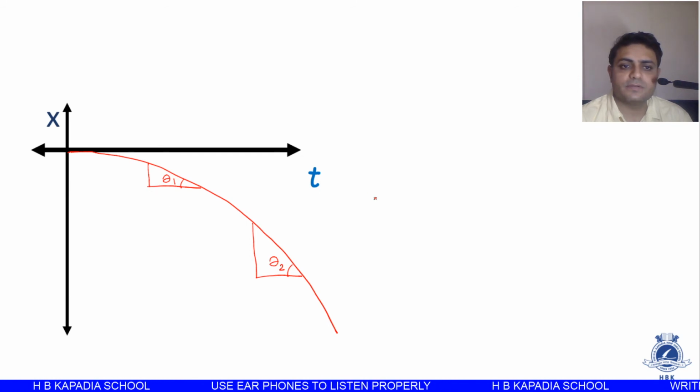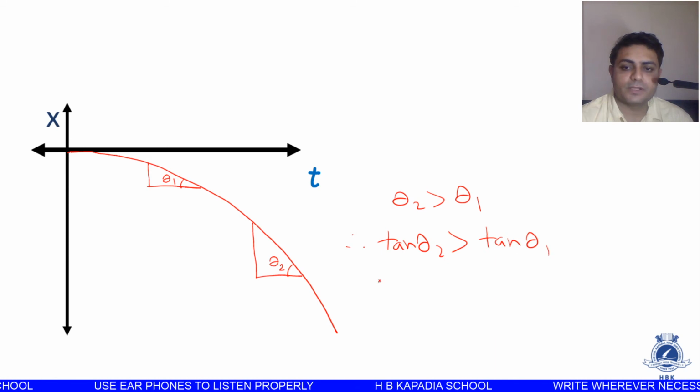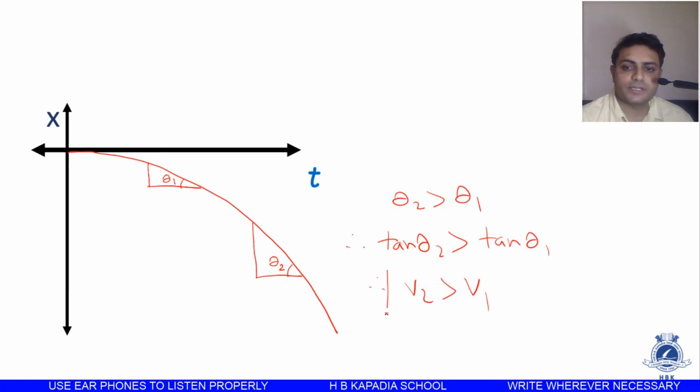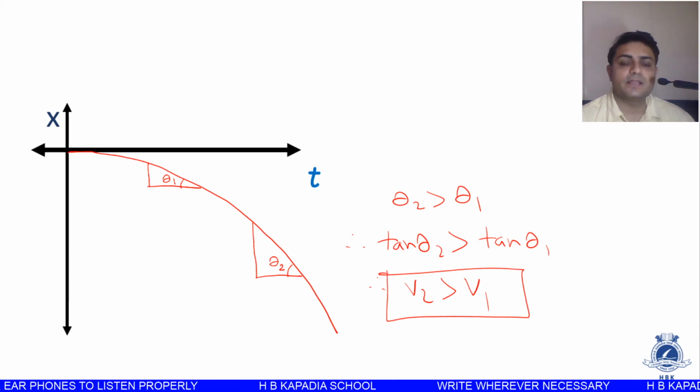if I see this angle theta 1 and theta 2, we can say theta 2 in this case is greater than theta 1. So therefore tan theta 2 will be greater than tan theta 1. So therefore V2 will be greater than V1. Okay, so it means that as the time passes, the velocity is increasing. When the velocity is increasing, then we can say it is acceleration.